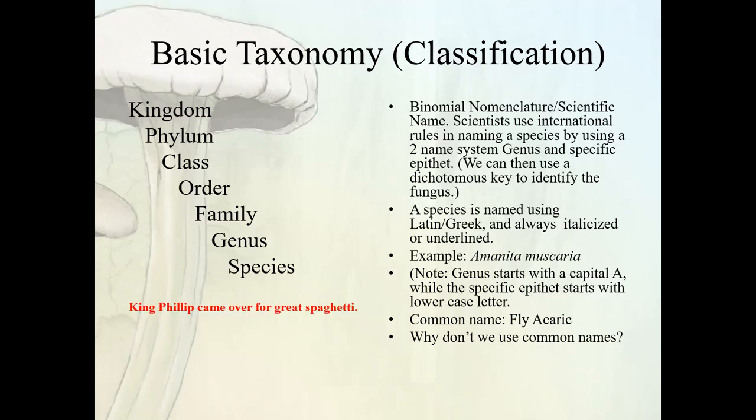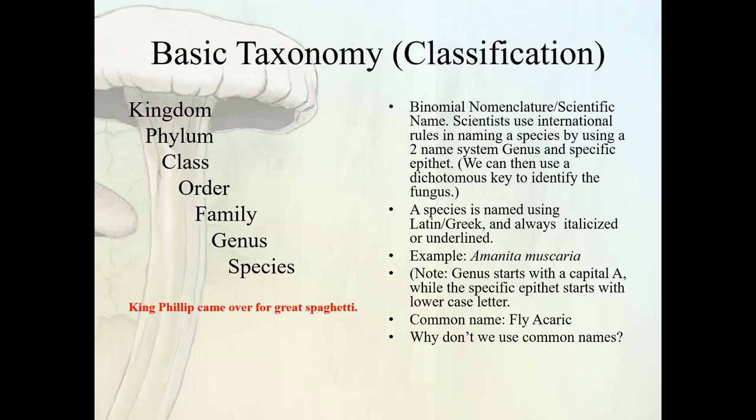So the two-name system means the scientific name is made up of the genus and the specific epithet. I noticed that some people use the word section also. We won't get into that, but that comes from the plant world. A species is named using Latin or Greek, and it's always italicized or underlined. Unfortunately, when you go on Facebook and say, "Oh, I found this mushroom," it doesn't let you italicize, and that kind of thing.